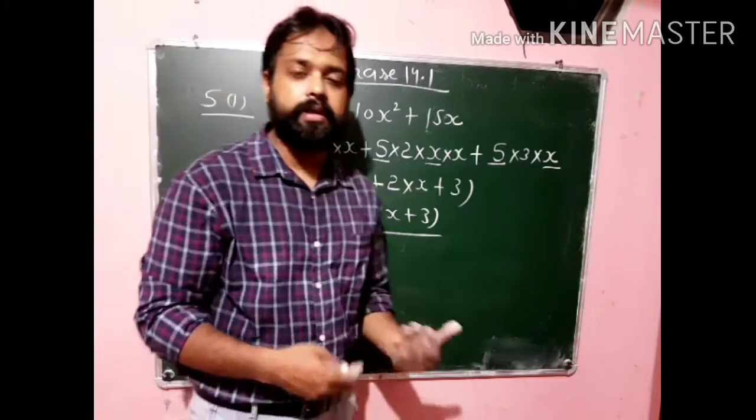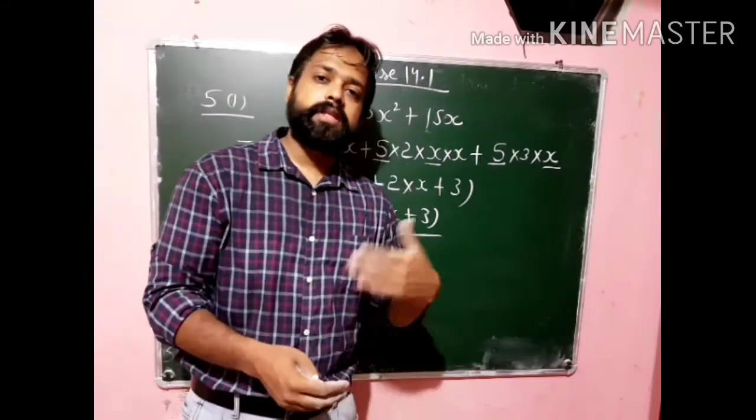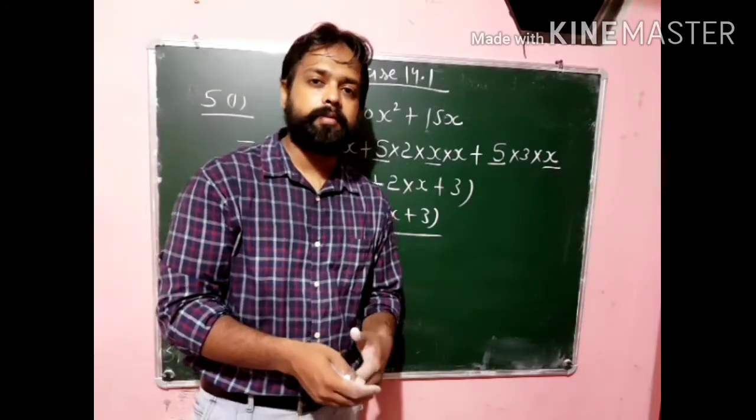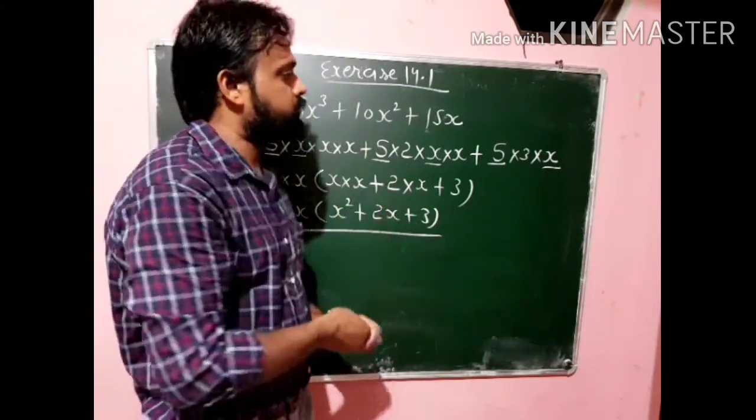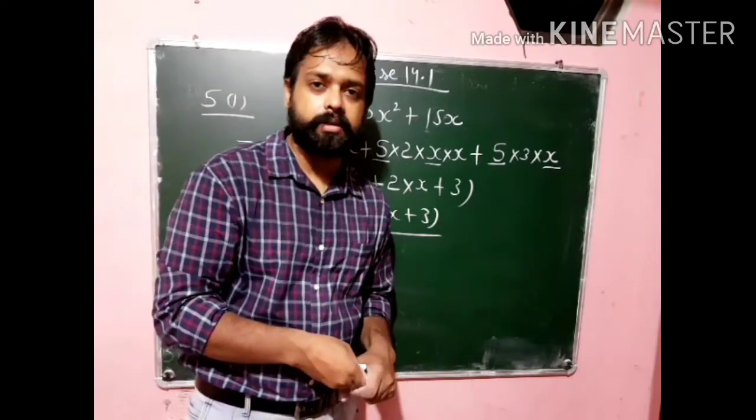So these are the factors of this algebraic expression. I hope this is clear to you. It is a very easy sum. So its second part you have to try by yourself. You have to follow the same steps again, and then you will be able to find the answer. So I hope you can solve its second part.